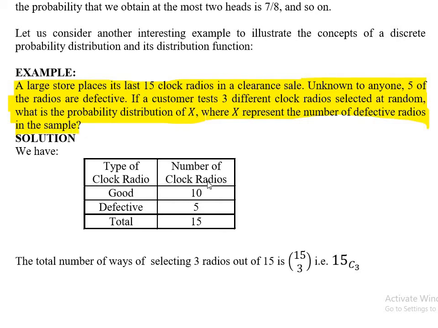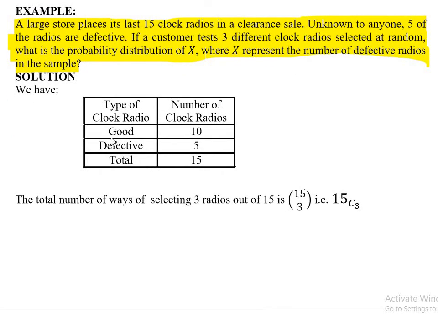Now you see, we selected only 3 clock radios, and out of 3 there can be 0 defective, 1 defective, 2 defective, or 3 defectives, right? So out of 3 sample radios, at least we can get 0 defective radios, or at the most 3 defective radios. So X will take the values 0, 1, 2 and 3. Now let's make a small table.